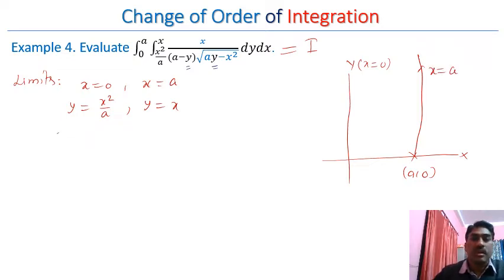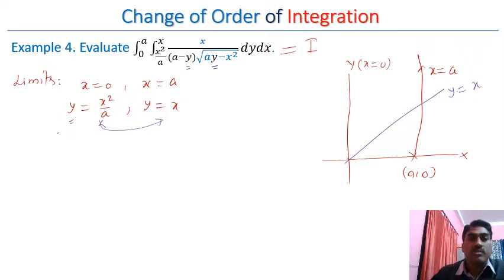Now there are two other things. y is equal to x is this line. So this line is y is equal to x, and finally there is a curve y is equal to x square by a. So this is a parabola. And how do we draw the parabola? You know that the parabola will pass below this line, but from which point to which point? So you need to find the intersection of this parabola and this line.